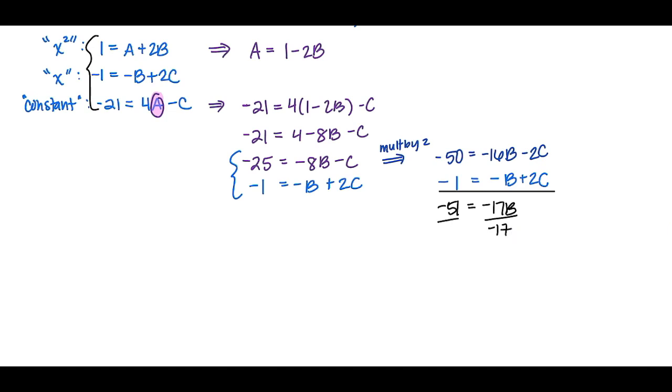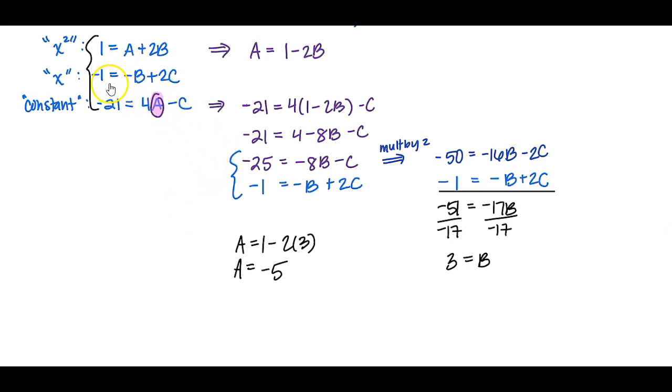And -17 goes into -51 3 times. So the value of b is 3. And now I can take that value of b being 3 and plug it in to find a, because a was 1 minus 2b. And I can also plug it into this original middle equation, plug in b to find c. So let's go ahead and find a first, just because that one looks a little bit easier. So now a is 1 minus 2 times 3. So 1 minus 6. So a is -5.